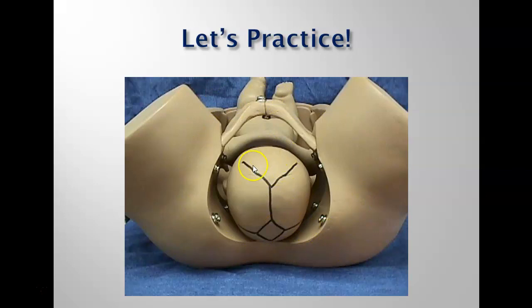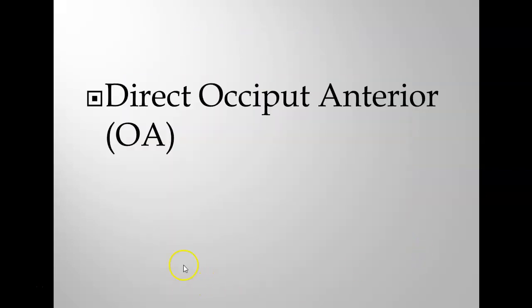When we talk about occiput, we're referring to this part right here. So here's your frontal, your anterior fontanelle. So it's going to be the opposite of the anterior fontanelle. It's going to be this occiput right there. So when we're looking at that, we're going to say that that picture was direct occiput anterior.